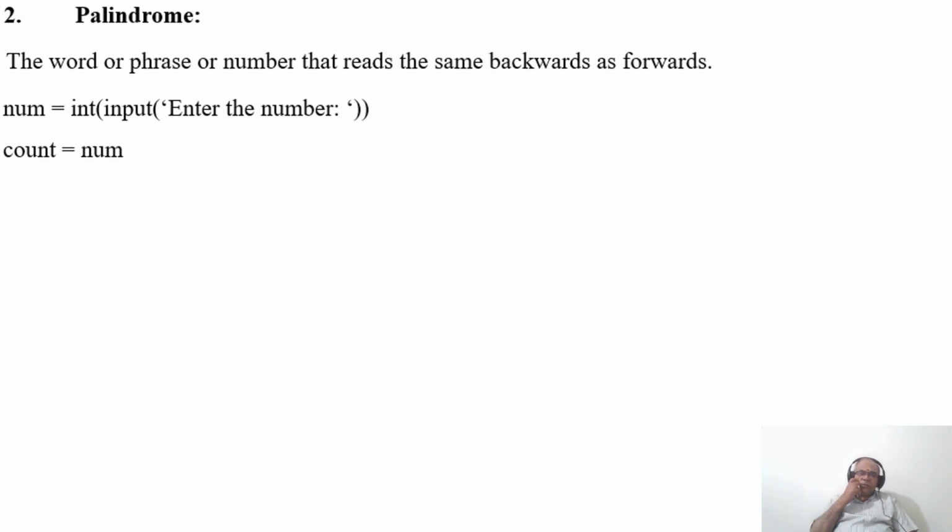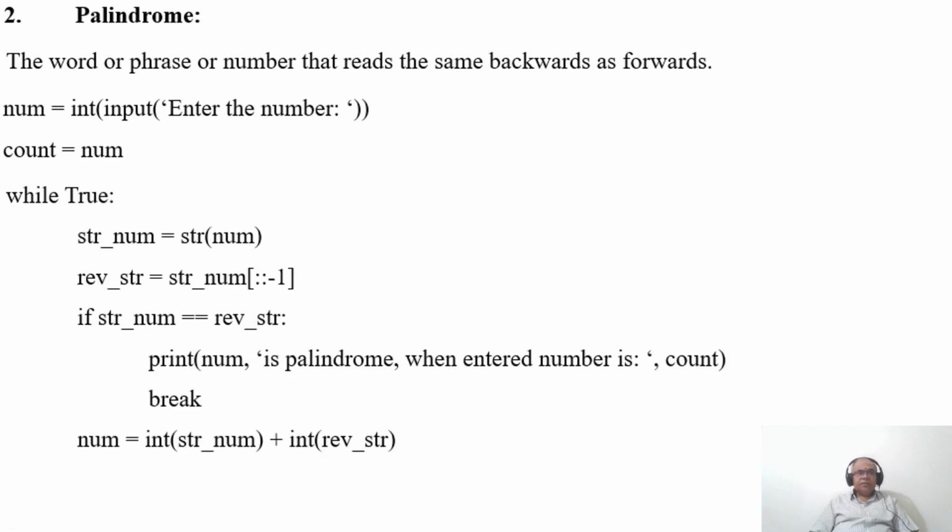In the beginning, when I told you about the palindrome, whether you read it from the left side or from the right side, you should have the same number. So that is the reason why we have used the int function. First, I will assign that number to one more variable. I will tell you why at a later stage. Count will be equal to number.